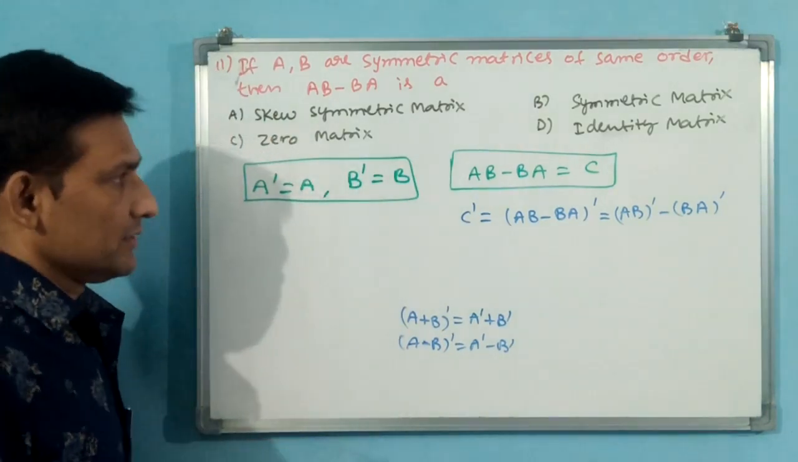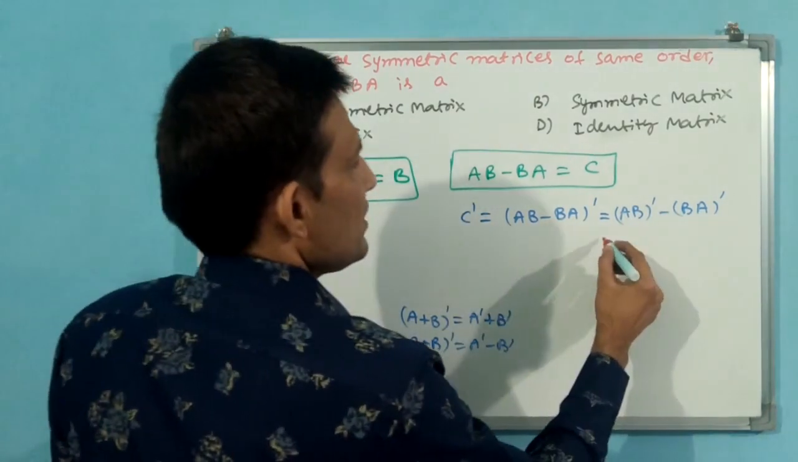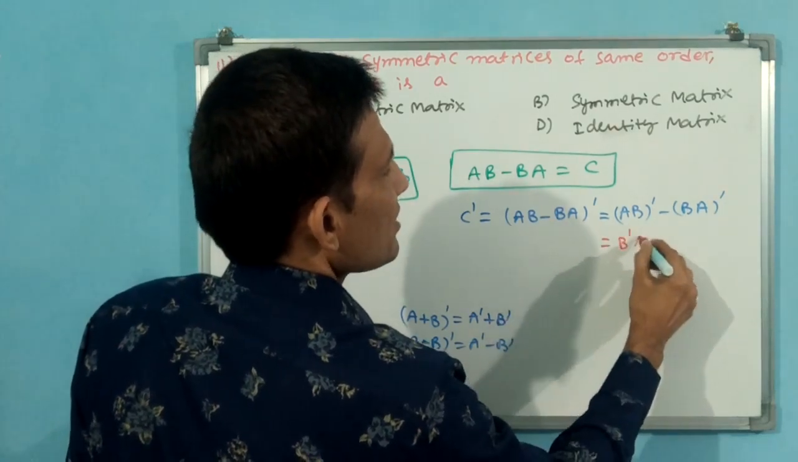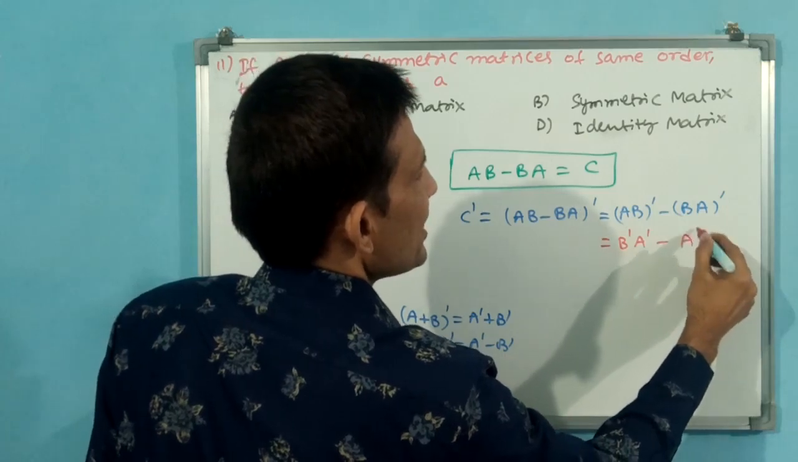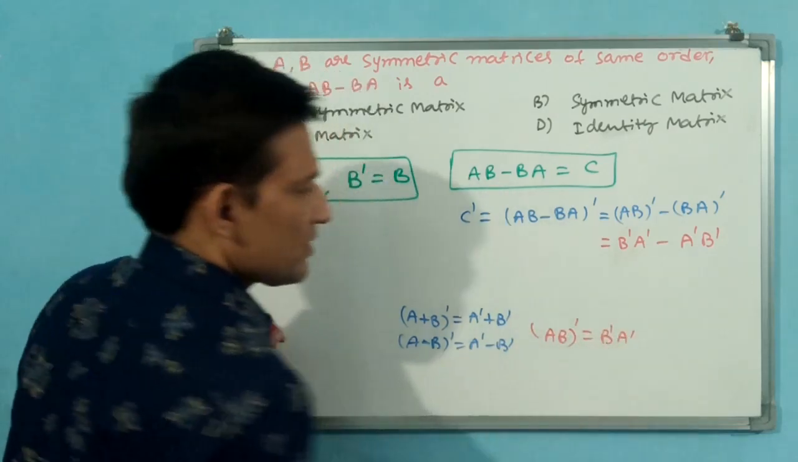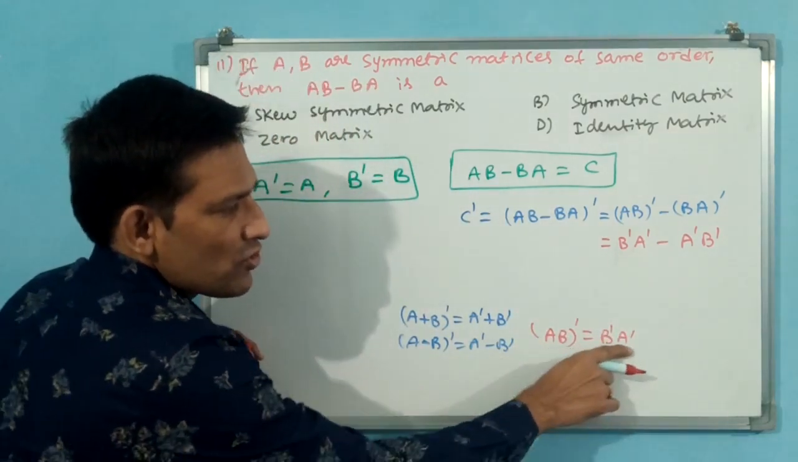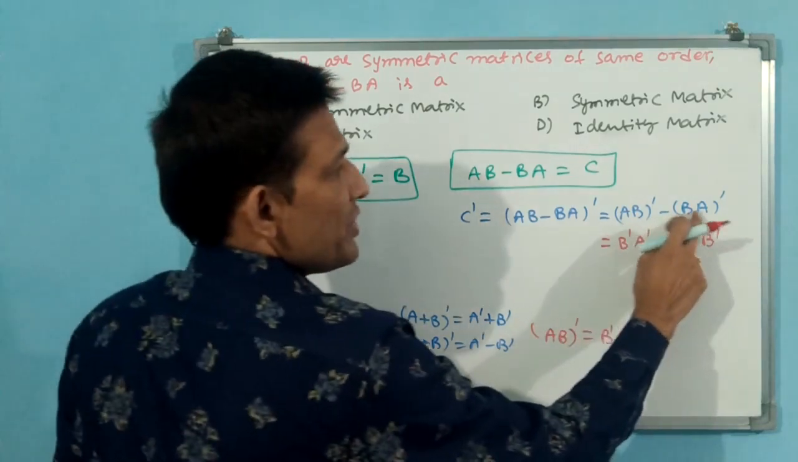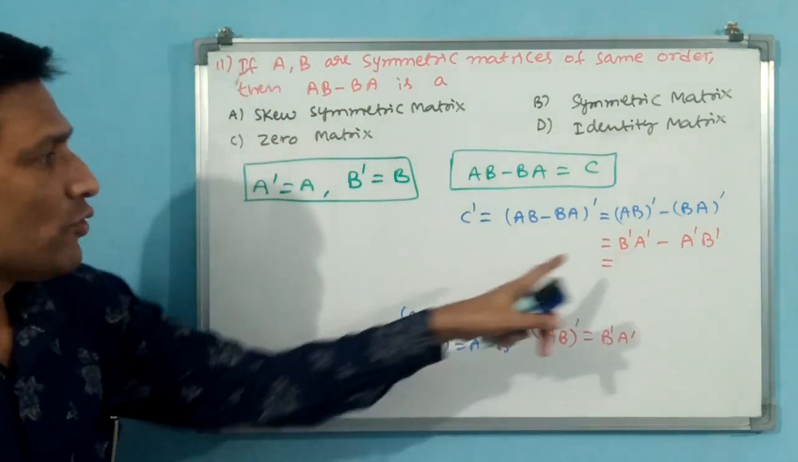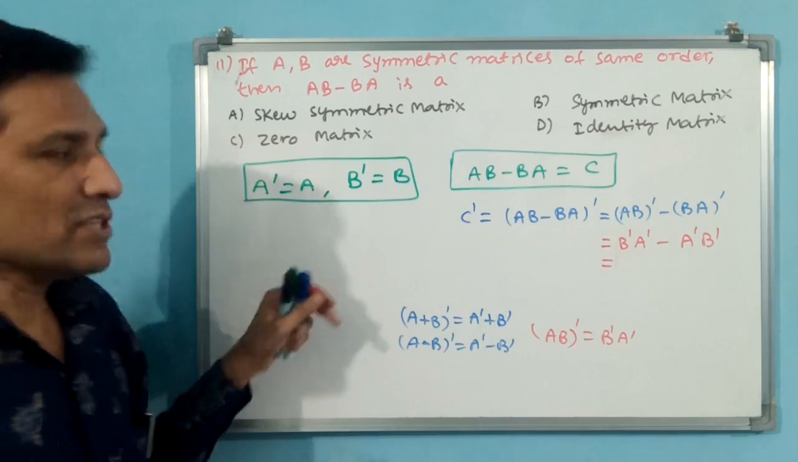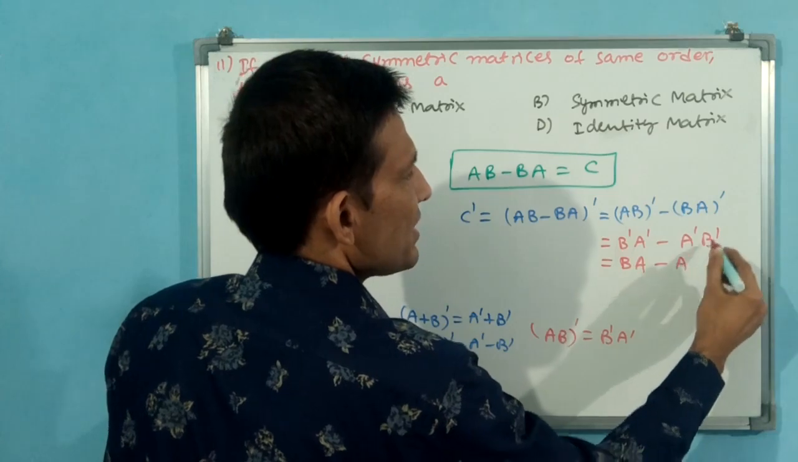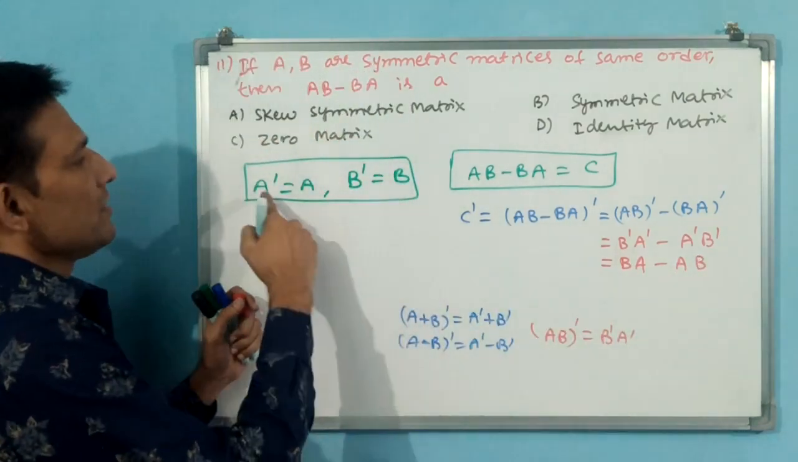Is it okay? Now you see, AB transpose again you can write as B transpose A transpose, minus A transpose B transpose. Why? Because we know AB whole transpose is equal to B transpose A transpose. That means the order is going to be changed while transposing. You see, BA means AB will come, AB means BA will come, with transposes. But we know B transpose is B, A transpose is A. Write down: B transpose means B, A transpose means A, minus A transpose means A, B transpose means B. I have replaced it.